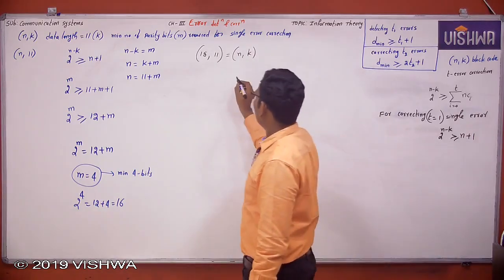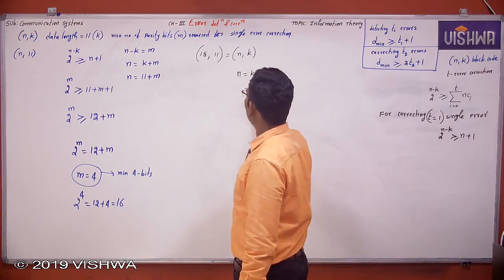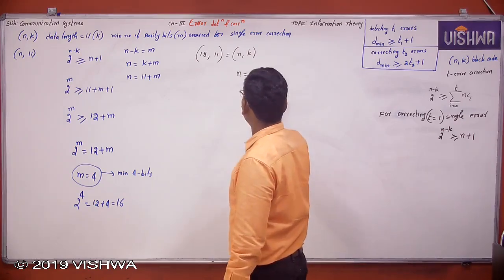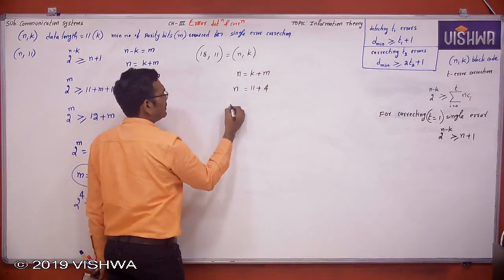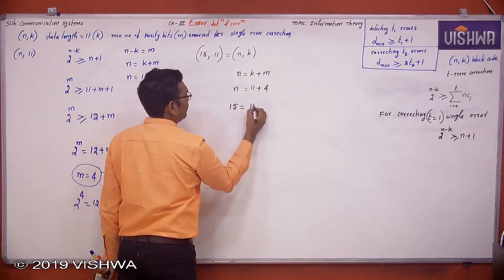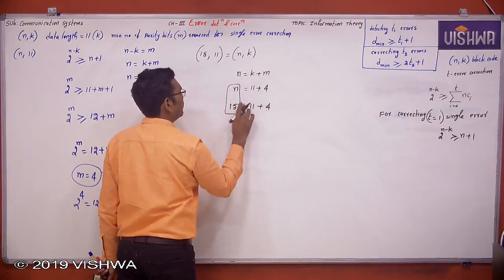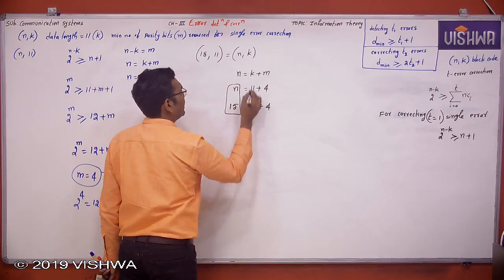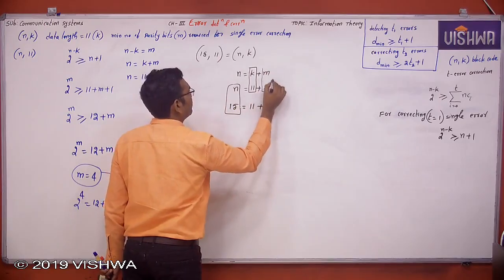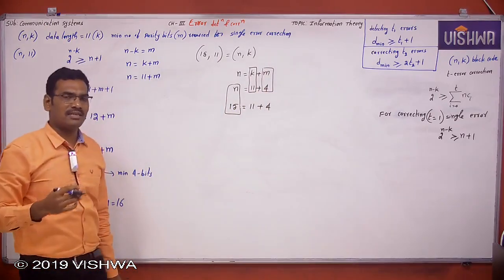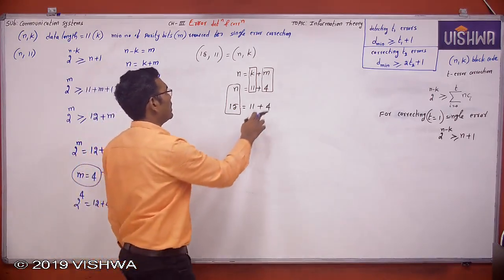Now what is n? n equals k plus m. You know k is 11, and m you just calculated as 4. Therefore the total code length is 15. In that, the data bit length is 11 and the parity bit length is 4. Now the total information is being transmitted, and in that, 11 bits are the information bits and the remaining 4 bits are the parity bits.